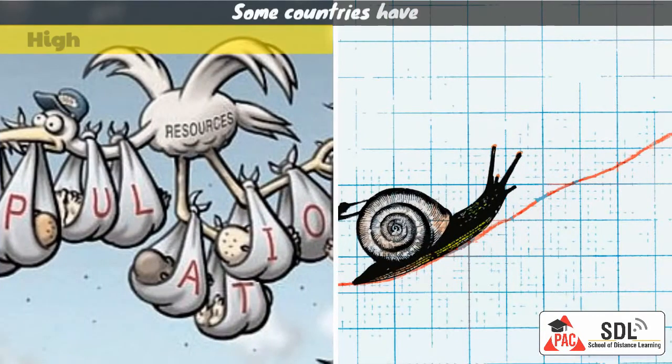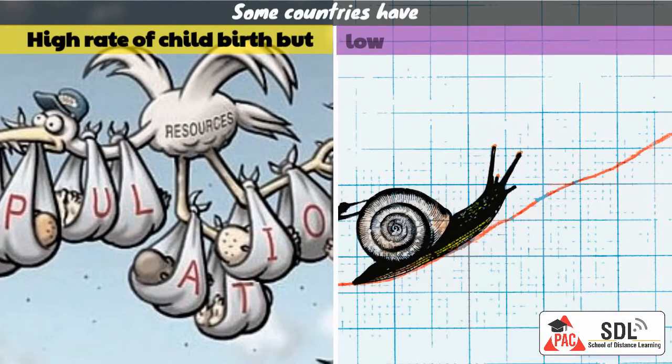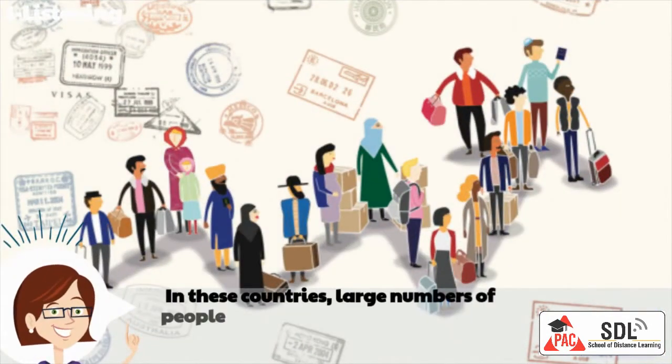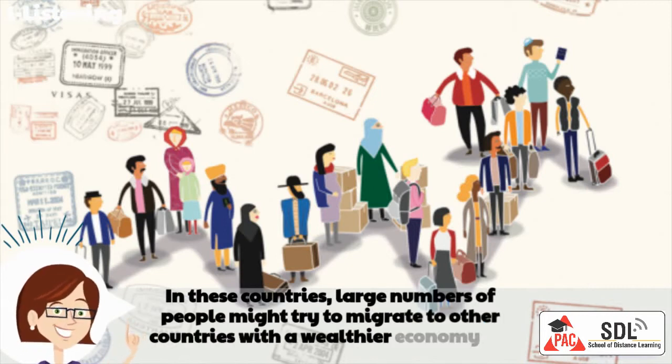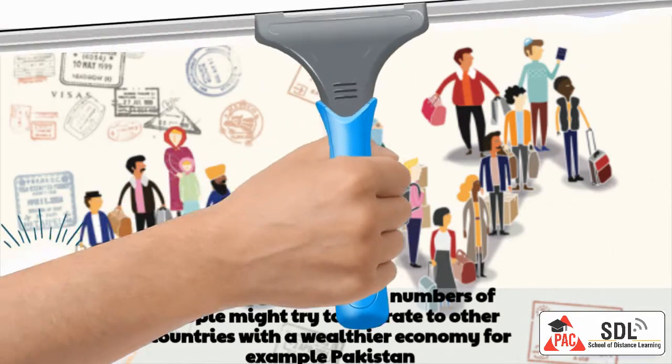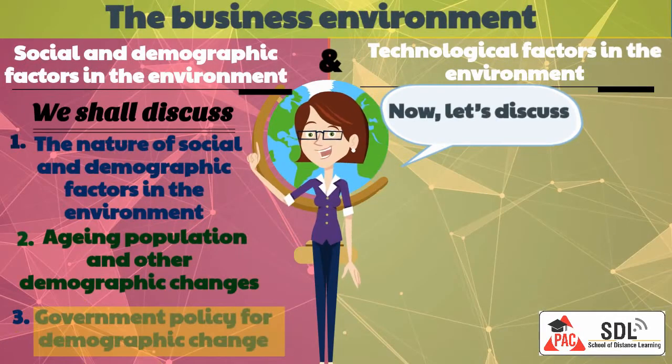Some countries have high rates of childbirth but low rates of economic growth. In these countries, large numbers of people might try to migrate to other countries with a wealthier economy, for example Pakistan. Now, let's discuss government policy for demographic change.